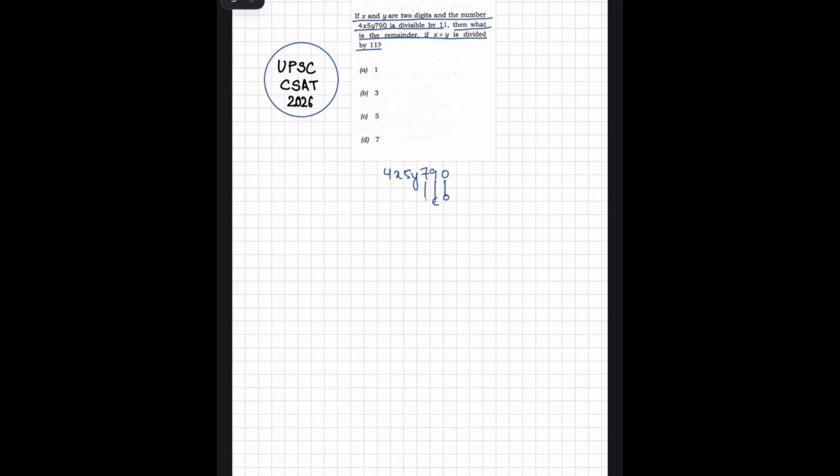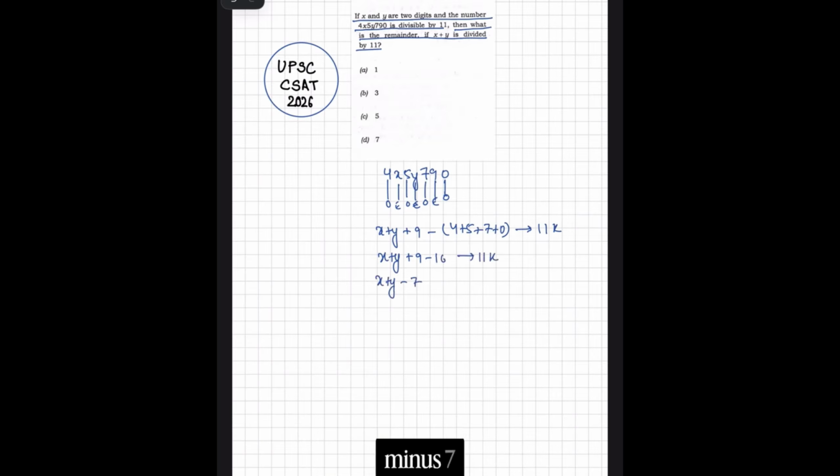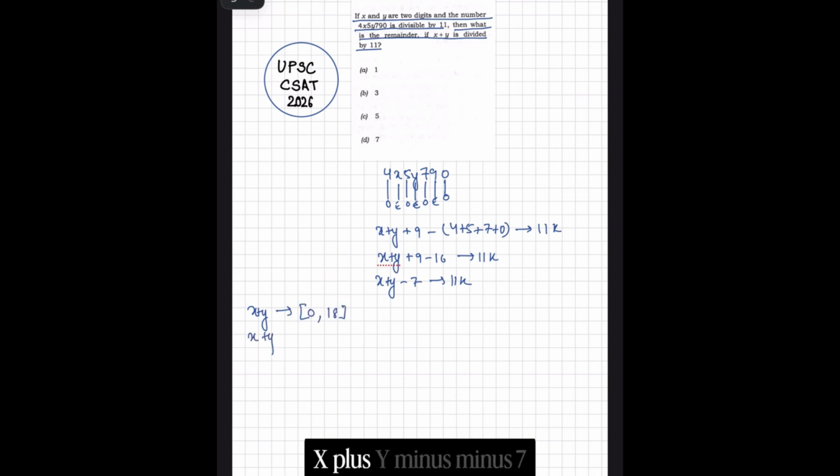Odd, even, odd, even, odd, even, odd. Now applying the divisibility rule of 11, we get x plus y plus 9 minus 4 plus 5 plus 7 plus 0 is a multiple of 11, that is 11k. Hence, x plus y plus 9 minus 16 is 11k. Hence, x plus y minus 7 is 11k. We also know that x and y are single digits. So, x plus y can have a value from 0 to 18. Therefore, x plus y minus 7 has a range from minus 7 to 11.